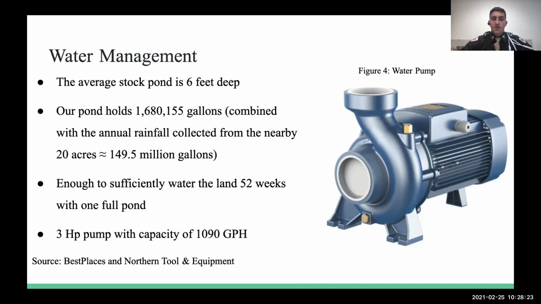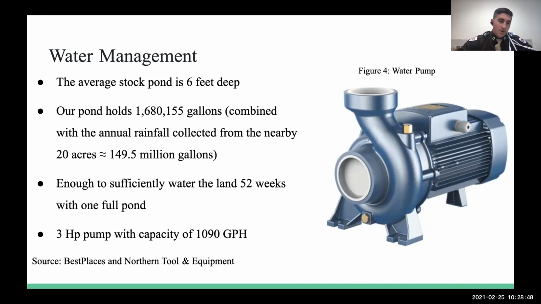We know we also have other livestock on the property, but at least for our crops, we should be able to do 52 weeks, and that's not counting rainfall. Since we do have a lot of runoff that goes into the pond, I think the pond should be sufficient for the irrigation of the crops and to maintain livestock.